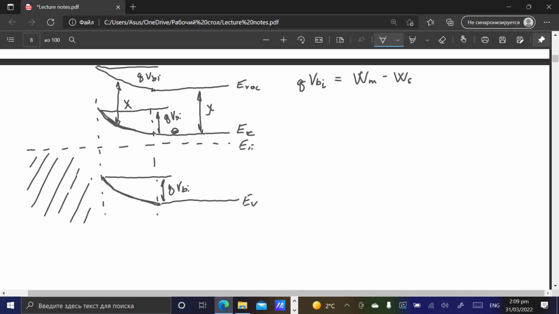So now we need to look a bit closer at the concentration of charge carriers as a function of position. Let's consider that we have some axis X here.